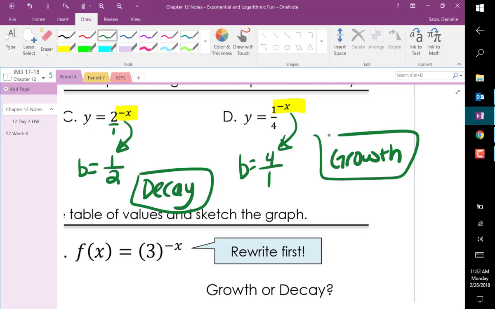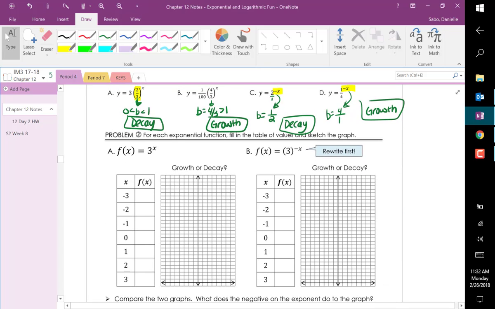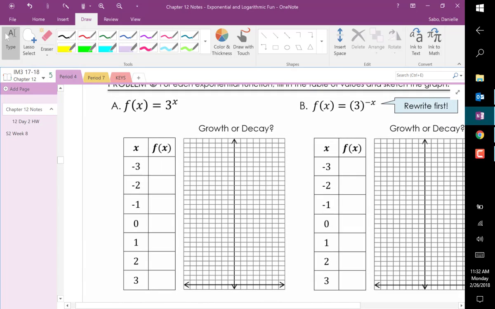Questions? All right, cool. So we're going to do these two here. Now you could do it without a calculator if you want to challenge yourself, or you can do it with a calculator. Either one's going to work here. Let's look at A. Are we going to grow or decay for A? We're going to grow because 3 is bigger than 1, so we're going to be growing in our exponential function here.